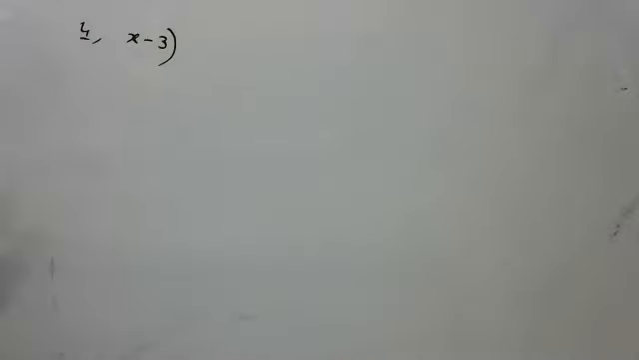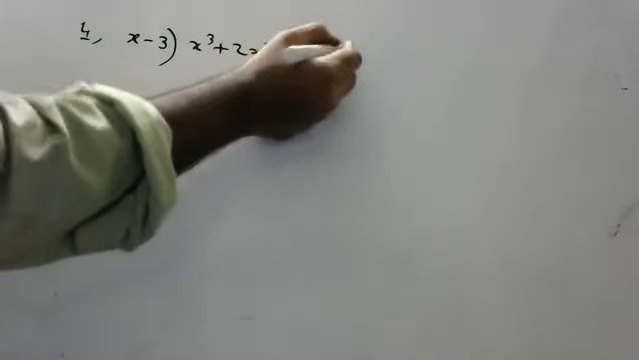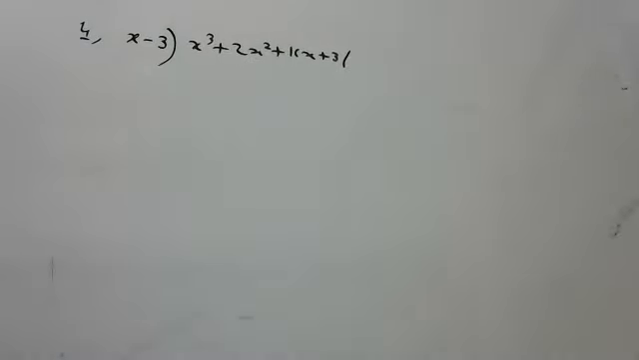Fourth sum, children. The remainder on division by x minus 3 is 21. What are we dividing by x minus 3, children? x cube plus 2x square plus kx plus 3. The remainder is 21.